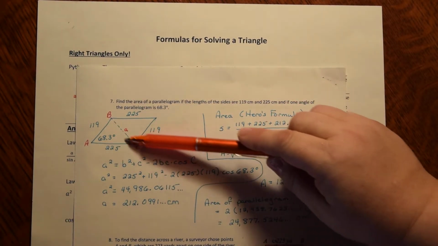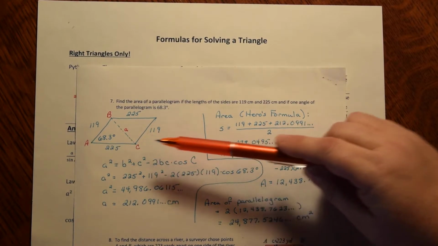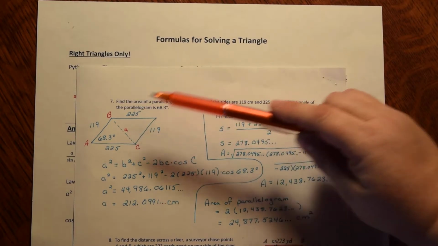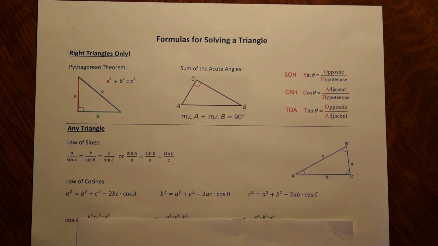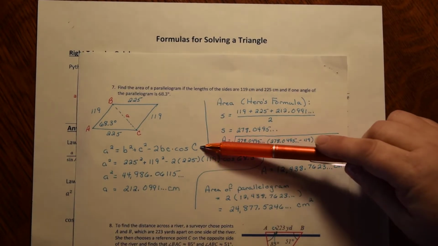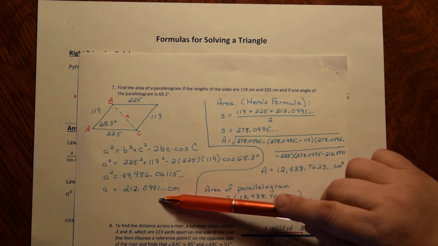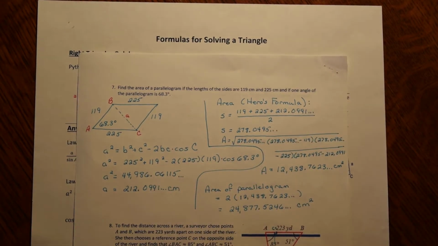So if I look at this triangle, I have a side, an angle, and a side. Side, angle, side says I need to use the law of cosines. And since I labeled the diagonal A, I would use this form of the law of cosines. So I wrote that down, plugged in the numbers, took the square root, and I ended up with the diagonal being 212.0991 and so on centimeters.